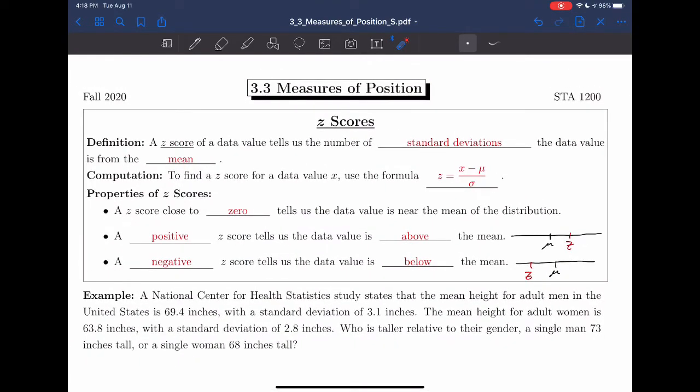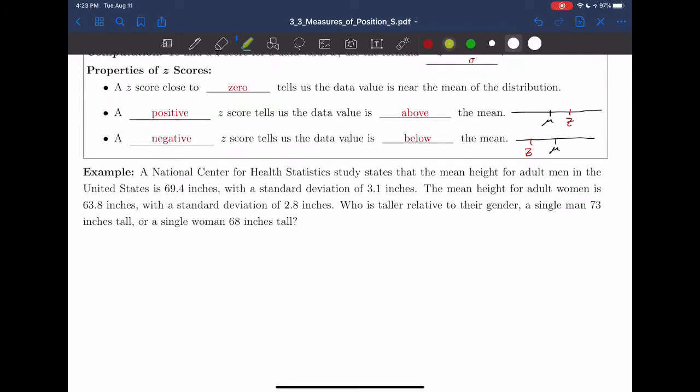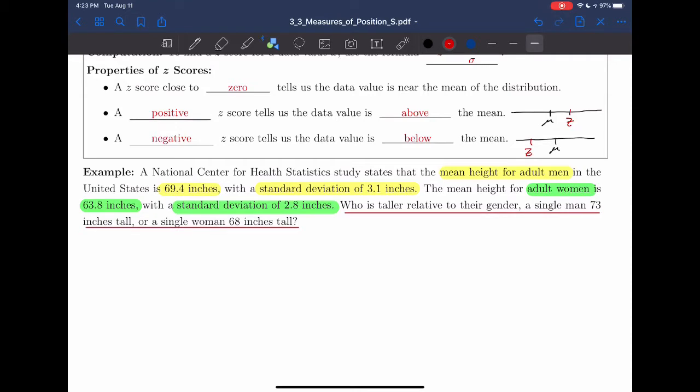So let's go over an example. There was a study that stated that the mean height for adult men in the United States was 69.4 inches with a standard deviation of 3.1. And the mean height for adult women in the United States is 63.8 inches with a standard deviation of 2.8. We want to ask ourselves, who is taller relative to their gender: a man who's 73 inches tall or a woman that's 68 inches tall?